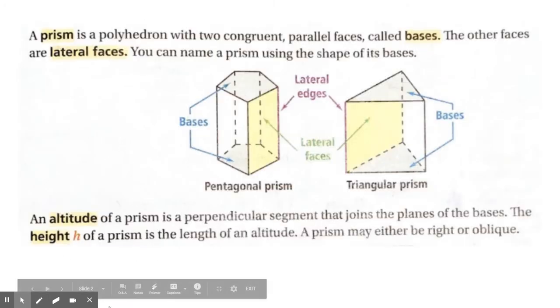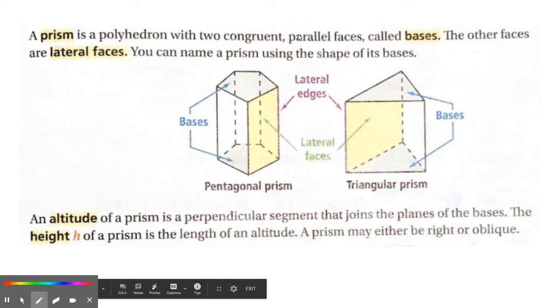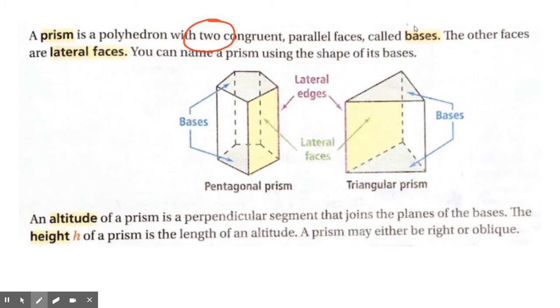A prism is a polyhedron. It has two congruent parallel faces called bases. Two congruent bases. The other faces are called the lateral faces. And again, remember, when it comes to prisms, your lateral faces are going to be rectangles. So those guys will be rectangles.